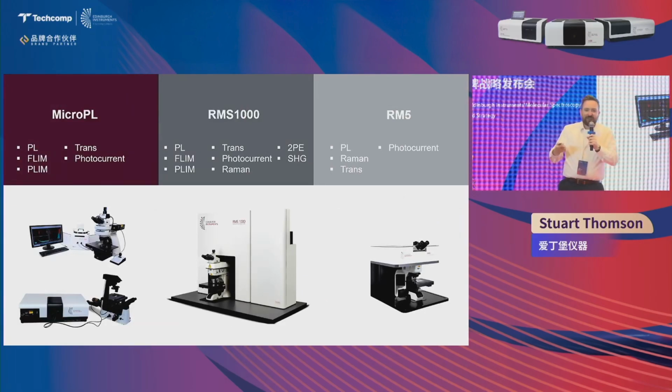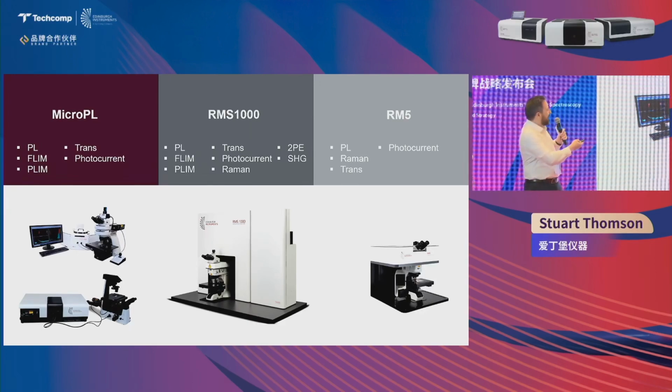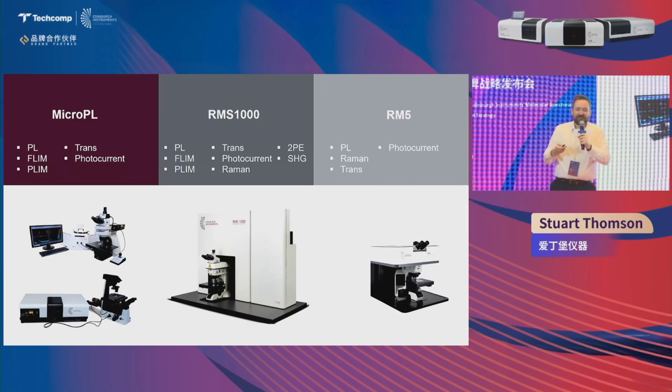At Edinburgh Instruments, we have 3 imaging platforms. We have the micro-PL, which couples to the FS5 and FLS 1000. And we have the dedicated RMS 1000 and RM5. Below each of these imaging platforms are the different techniques that these can measure. And throughout the rest of my talk, I'm going to introduce these techniques one by one and explain the type of information that they can give you.